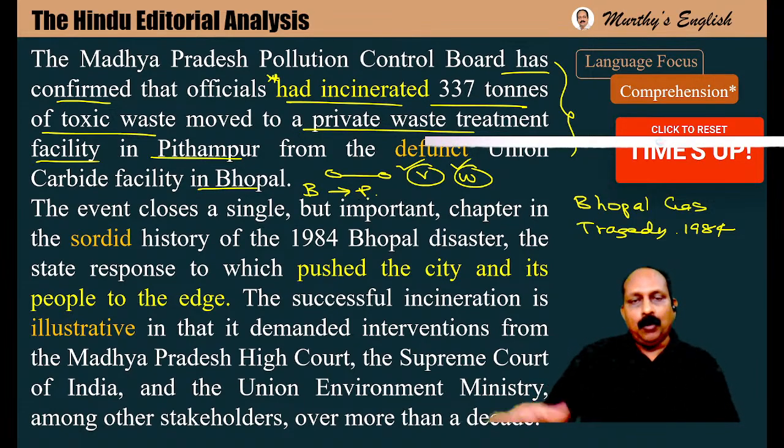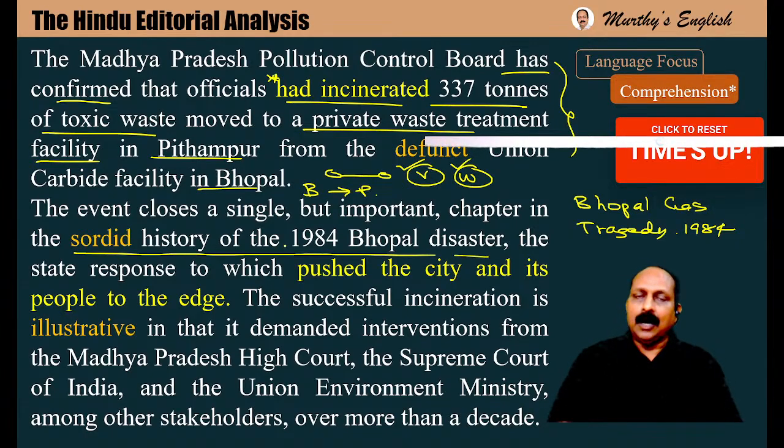Why not in Bhopal? Why not in some other place? Obviously, that is a major concern that you have to keep in mind when you read the editorial. The event closes a single but important chapter in the sordid history of the 1984 Bhopal disaster. So, this is an unfortunate incident, the 1984 Bhopal disaster, and a particular chapter that the editorial is going to talk about. This event closes it. A single but important chapter in the sordid, meaning unpleasant, history of the 1984 Bhopal disaster.